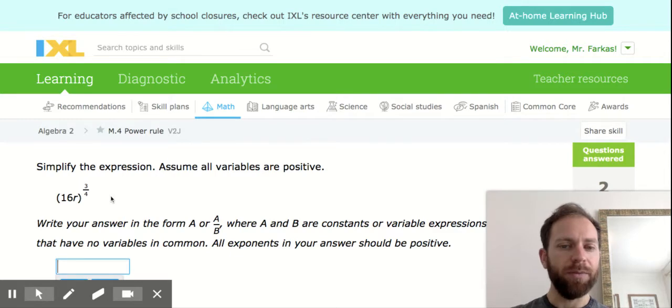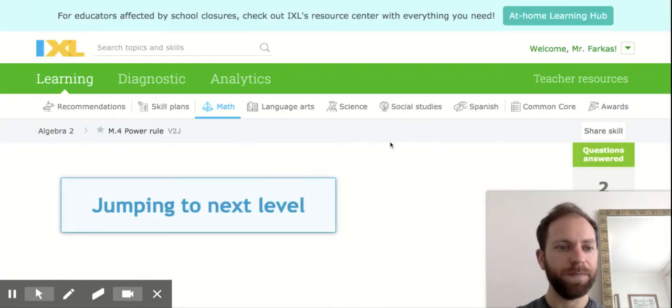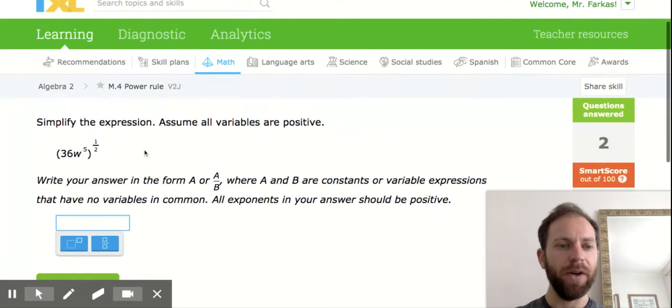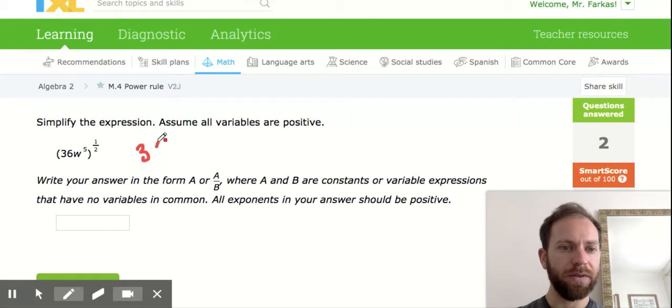Okay, this one's pretty similar. I'm going to keep going so that we can see some of the other identities. All right, here we have an exponent inside. So let's go ahead and see what we do here. So this is going to be 36 to the 1/2 power, or you could think of that as the square root of 36. And then here we're having a power to another power. Remember, when we have a power to another power, we are multiplying them. So that's like w to the 5th power, and then 5 times 1/2.